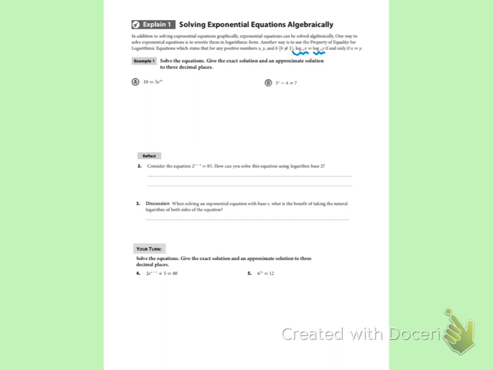So let's take a look at this first example. 10 is equal to 5 times e to the 4x power. So let me just rewrite that again. That's 10 is equal to 5 times e to the 4x. So just like what's usually been the problem with these kinds of equations, the variable is in the position of the exponent.